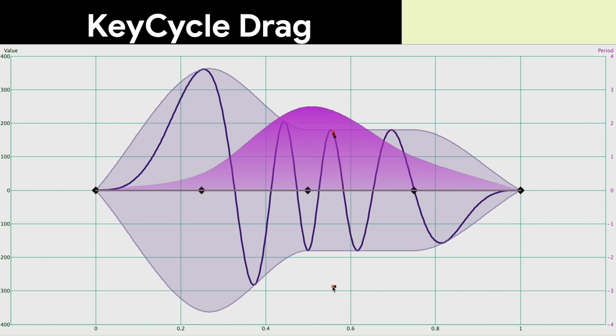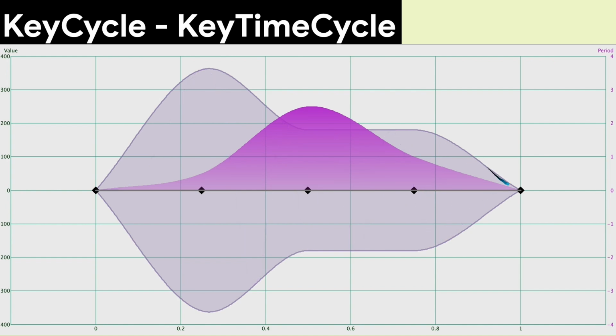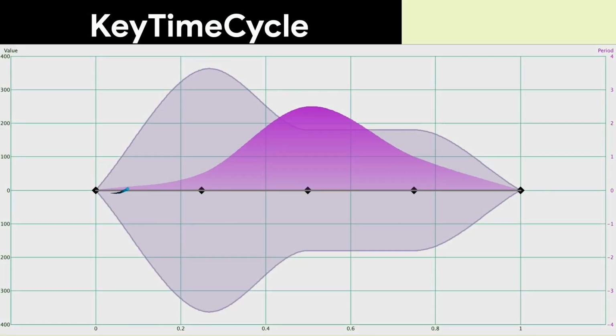But now, if we switch to KeyTimeCycles, notice it does not move along the track. It strictly obeys the period of the oscillation at that position. The value of the period is drawn on the right. Using a touch interface, we can see that if held in a position, the dot will oscillate at the frequency defined by the period curve.